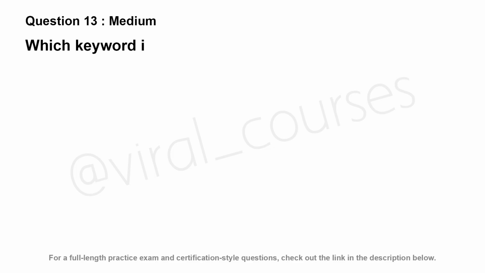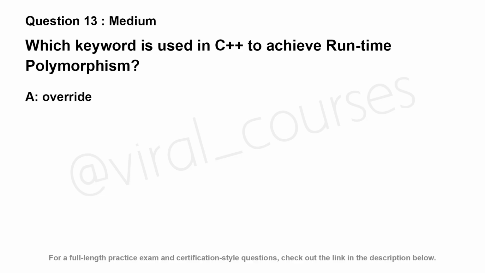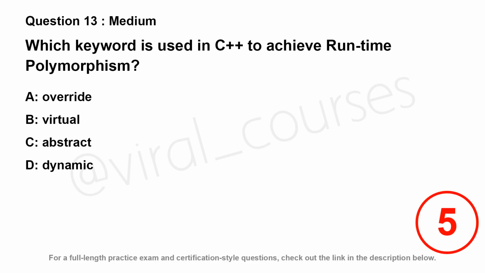Which keyword is used in C++ to achieve runtime polymorphism? Option A, override. Option B, virtual. Option C, abstract. Option D, dynamic.